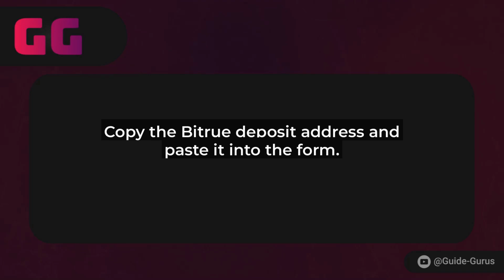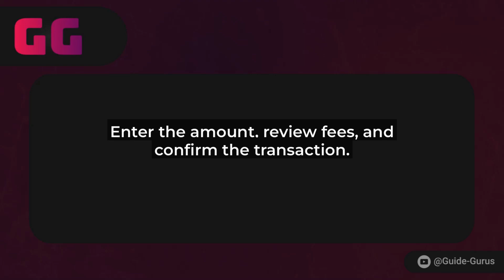Head over to your Bitrue account, go to your deposit section, and copy the USDC wallet address. Paste that into the withdrawal form on Crypto.com, then specify the amount you want to send. Always start with a small test amount if you're new to this. Hit Confirm and review the details carefully.